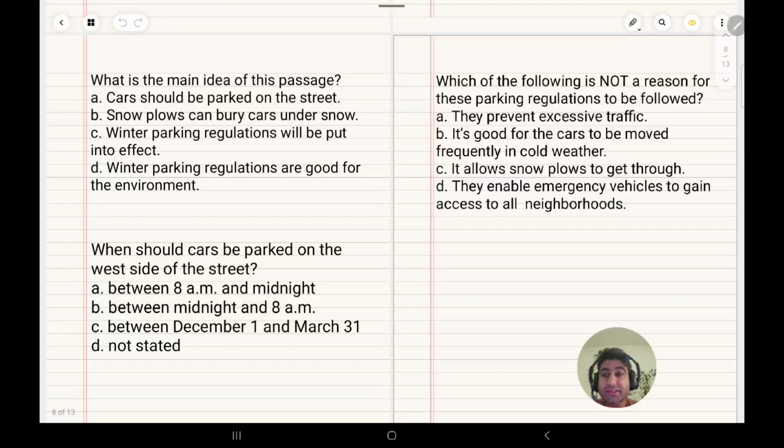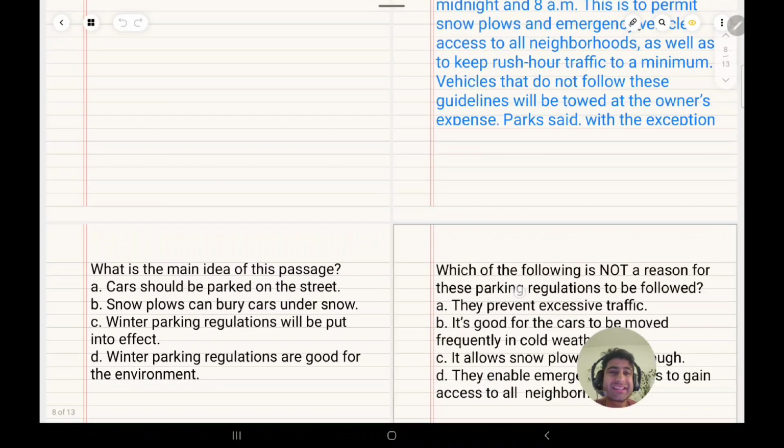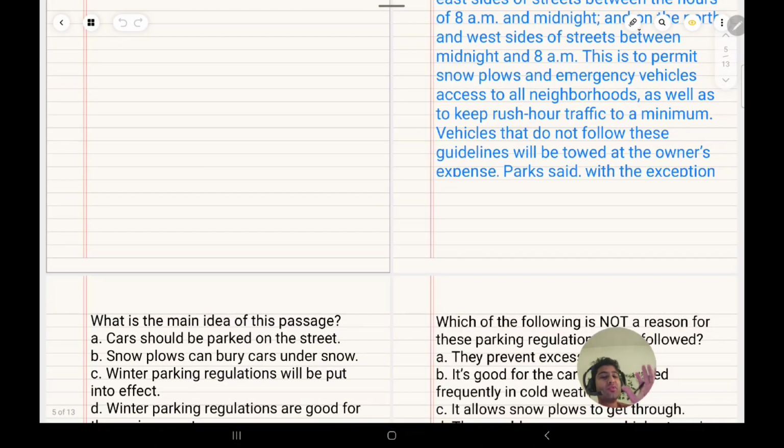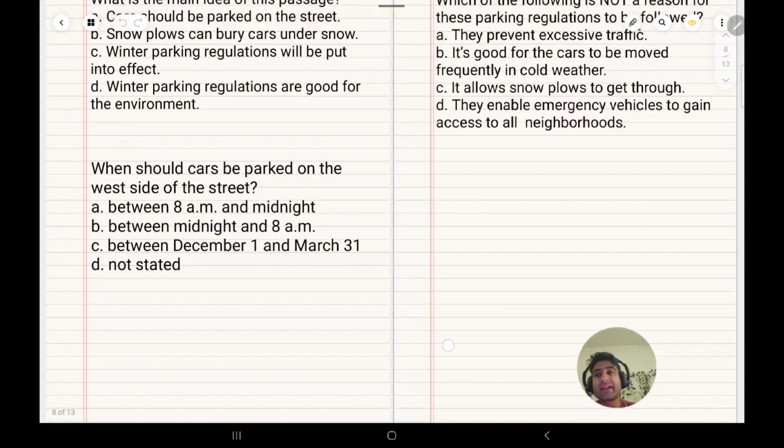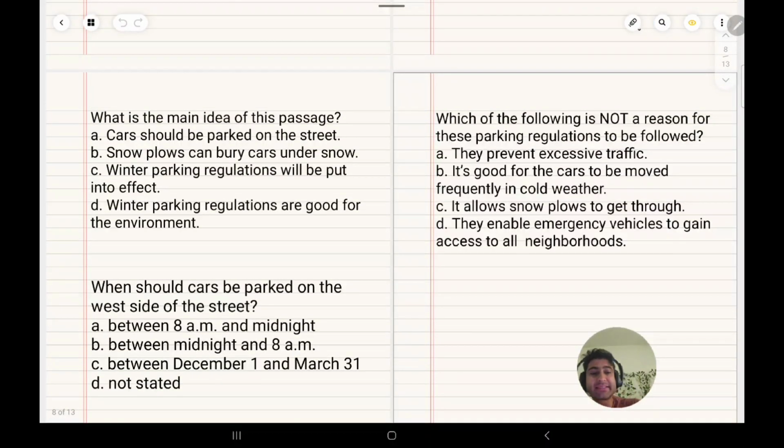Winter parking regulations are good for the environment. There's nothing about good or bad. It is just the rules and regulations which they told. So my answer would be C. My answer would be C.